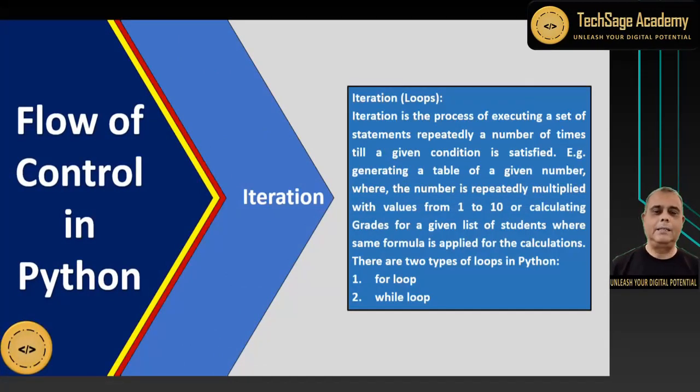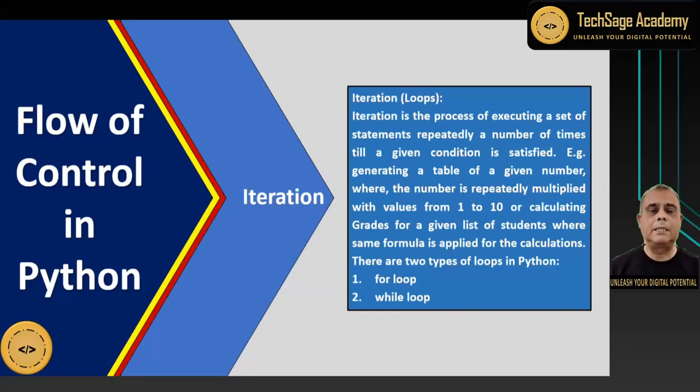Iteration. Iteration is the process of executing a set of statements repeatedly a number of times till a given condition is satisfied. For example, generating a table of a given number, you want to generate the table of 2. Repeatedly calculating grades of students based upon their marks obtained in their exams. So these are a few examples and there can be many more where iteration can be used. It is again one of the most important parts of any programming language.